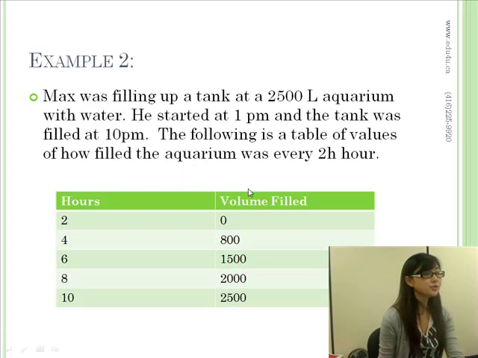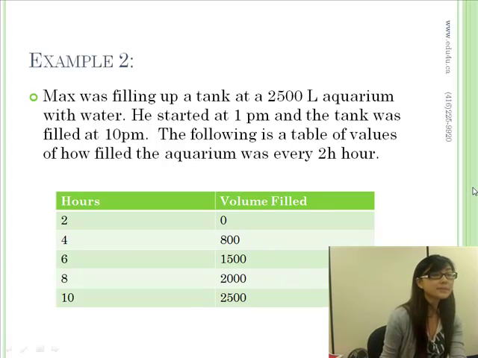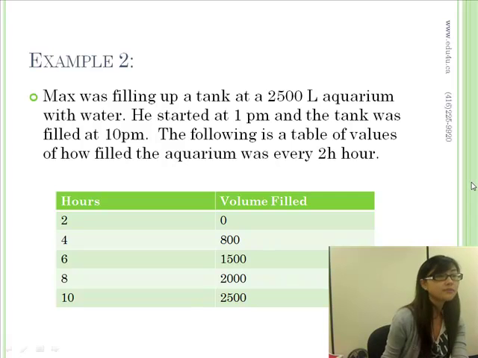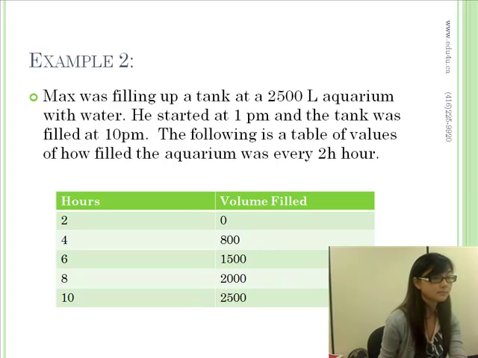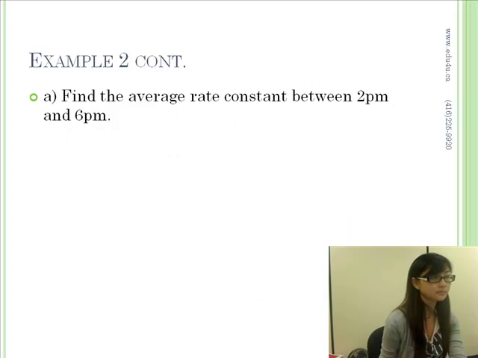Now let's look at example 2 from your learning resources. Max was filling up a 2,500 liter aquarium with water. He started at 1 p.m. and the tank was filled at 10 p.m. The following is a table of values of how filled the aquarium was every 2 hours. We're asked to find the average rate of change between 2 p.m. and 6 p.m.